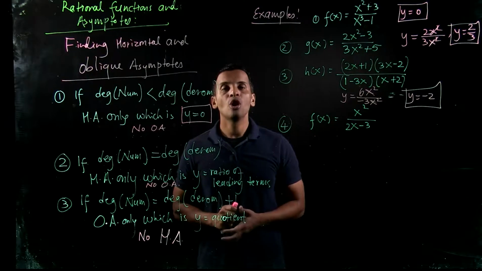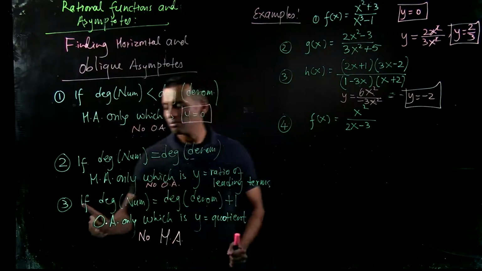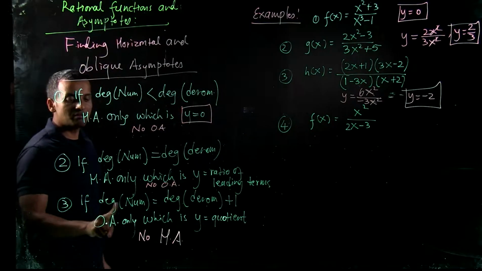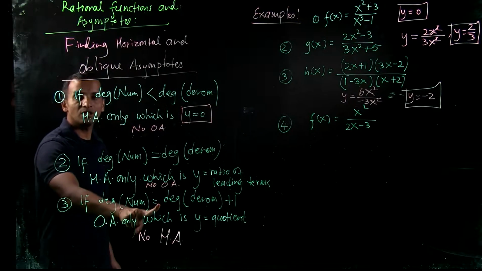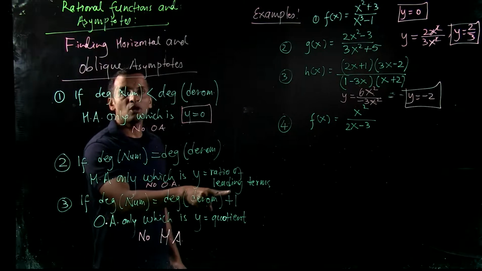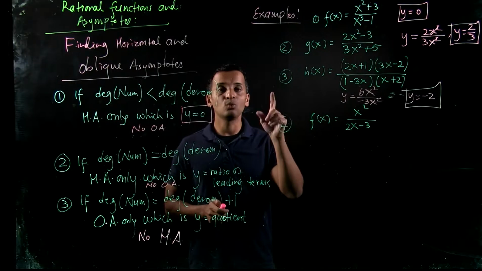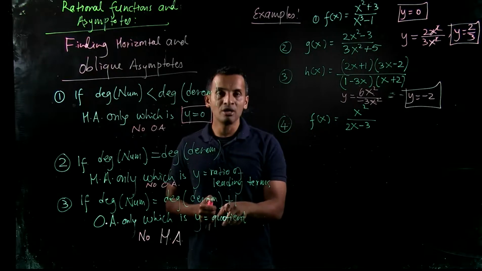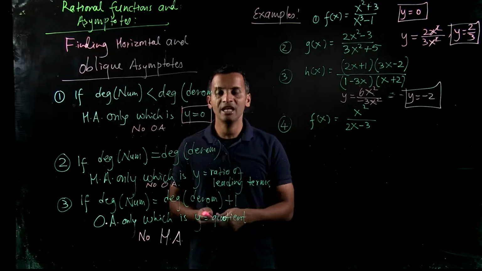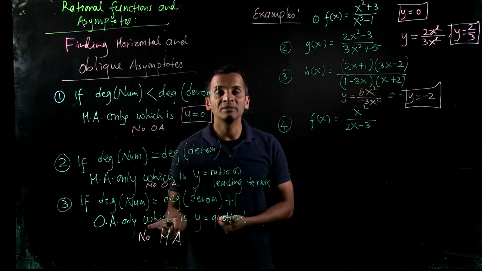In that case, there is no oblique asymptote. And the formula number 3 is if the degree of the numerator equals the degree of the denominator plus 1. What does that mean? If the numerator degree is 1 more than the denominator degree, right? In that case, there is only an oblique asymptote.